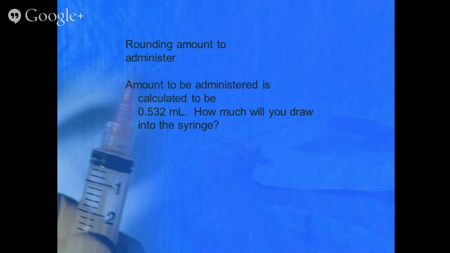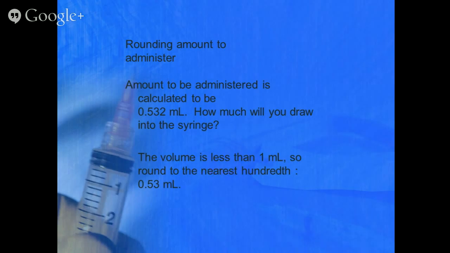If we did our math and we came up with 0.532 mLs, how much would we drop into the syringe? 0.53. Because the volume is less than 1 milliliter, so we round to the nearest hundredth. So it's 0.53 mLs, and which syringe would we use? The 1 ml syringe, because we're going to hundredths.